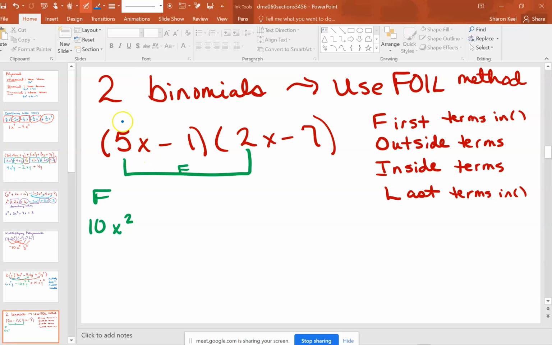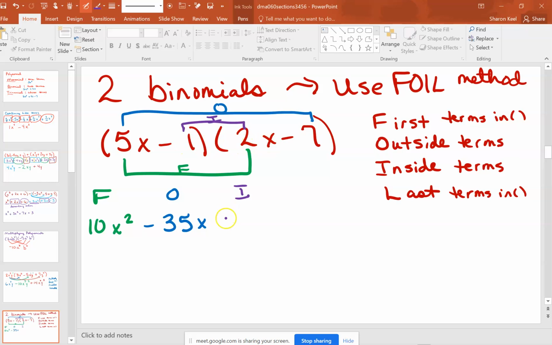The outside would be the two outermost ones with the whole problem. 5 times negative 7 is negative 35, and then we have an x. The inside is going to be the two innermost ones inside the parentheses. So we have negative 1 times 2x. Negative 1 times 2 is negative 2, and we have the letter x.